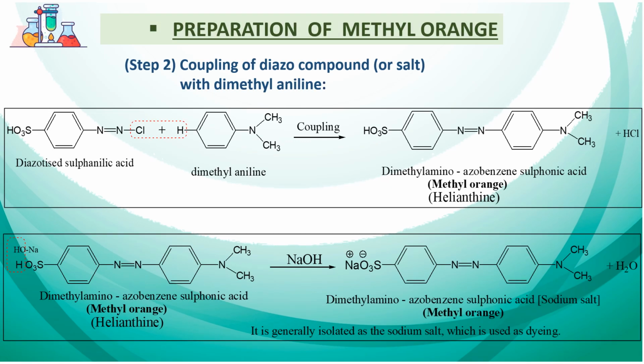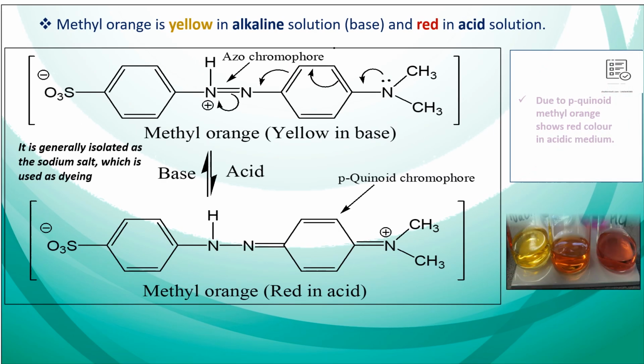Further steps include the coupling of the diazo compound or salt with dimethylaniline, which gives methyl orange. It is generally isolated as a sodium salt, so it is further reacted with NaOH to give the formation of the sodium salt, which is used as a dye. We can see methyl orange is yellow in alkaline, that is in basic solution, and it is red in acidic solution. Due to the p-quinoid structure, methyl orange shows the red color in acidic medium.